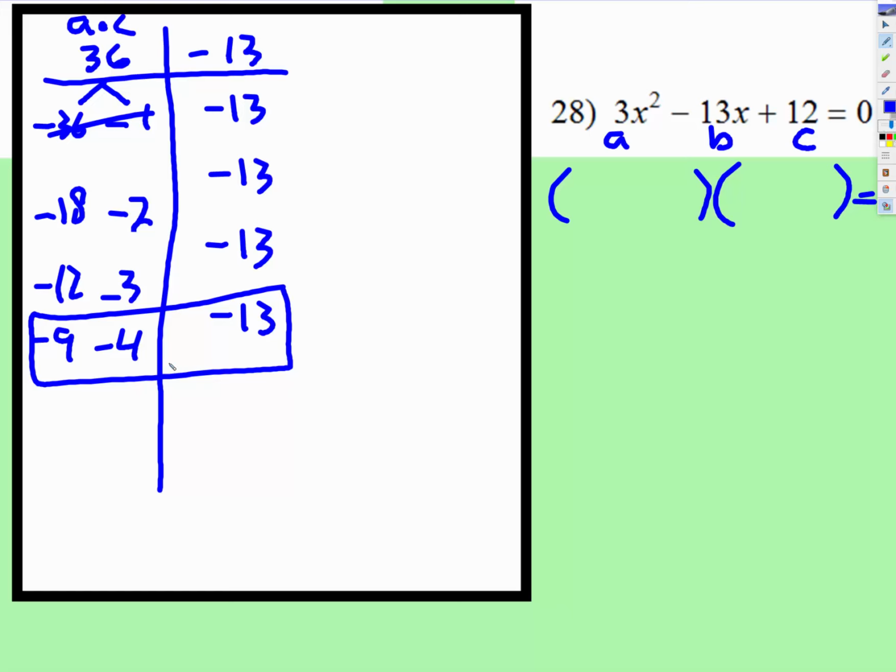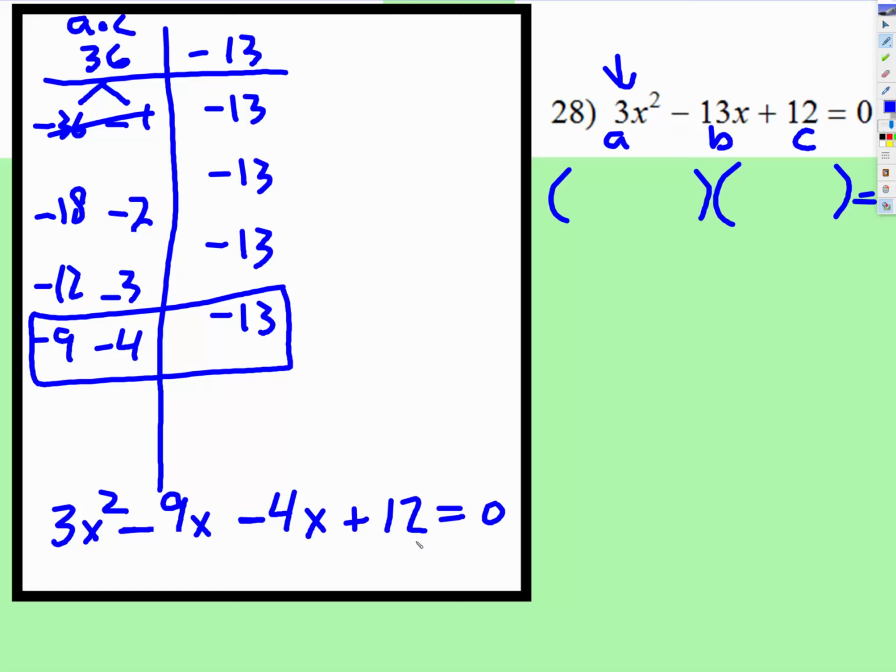Here's the tip. These are our two factors, but because this leading coefficient is not 1, we're going to want to stop and do the grouping method. So we're going to put 3x squared. The 9 and the 3 have something in common, so I'm going to put -9x there. I'm going to put -4x. Remember, it's -9x and -4x that add up to -13x. And then I'm just going to bring +12 down.